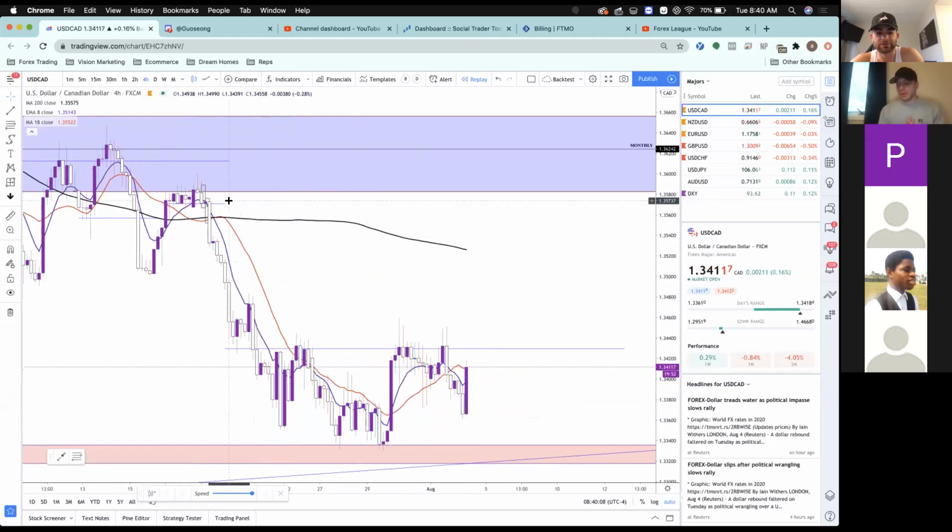And how I position this for us is basically this pullback right here, if we put on a fib, was a lower high that had formed.